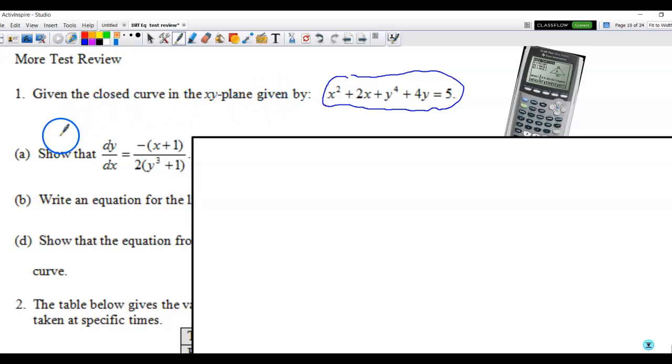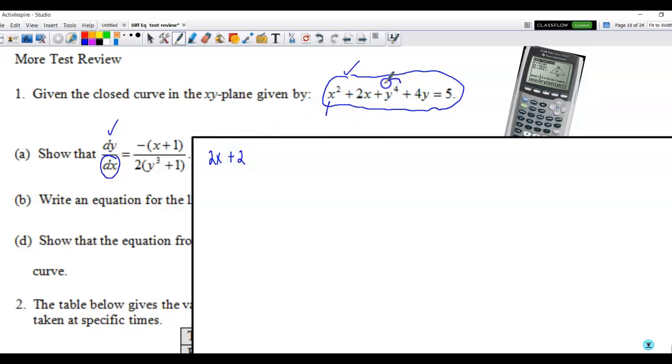Our job in letter A is to show that the derivative, we have a differential equation here, we are to show that this is the derivative of this implicit relationship. Therefore, we're going to need implicit differentiation. So here we go. Term number 1, the derivative of x squared is just 2x because we're taking the derivative over here, you can see, with respect to x. Term number 2, the derivative of 2x is 2.